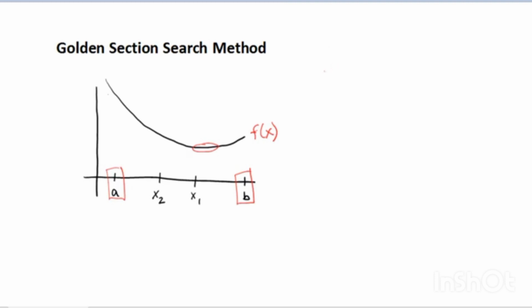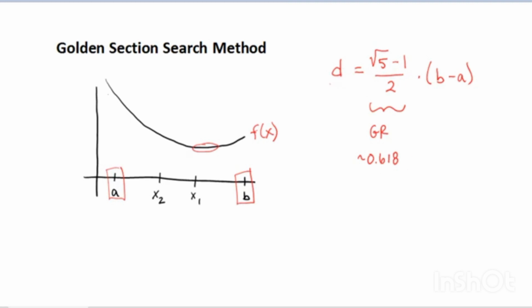We then compute something known as d, and that's equal to the square root of 5 minus 1, divided by 2, times the interval length, b minus a. This number, root 5 minus 1 over 2, is known as the golden ratio, which is about 0.618. It's found in a lot of things in nature, and it makes this technique work pretty well.